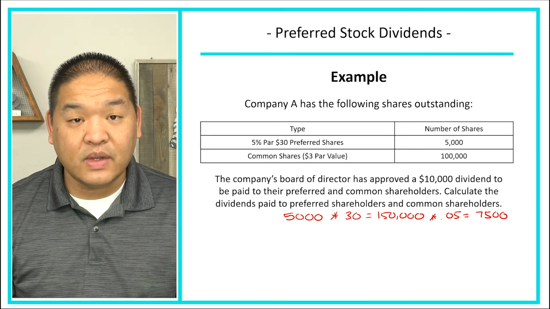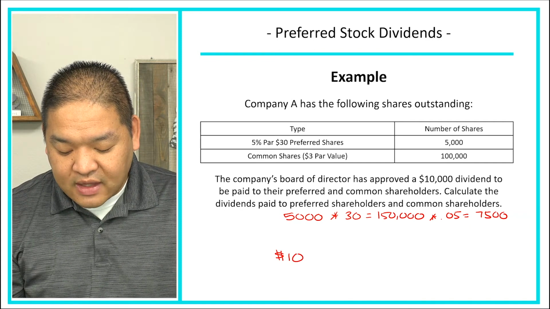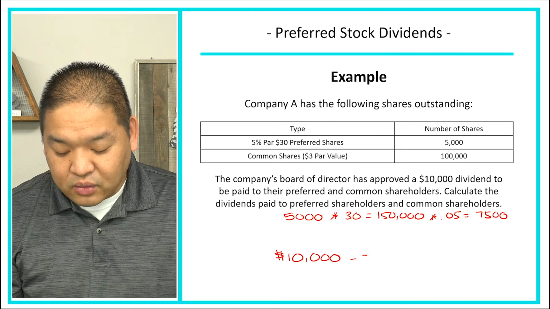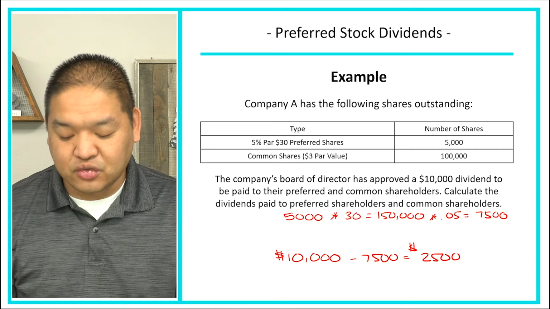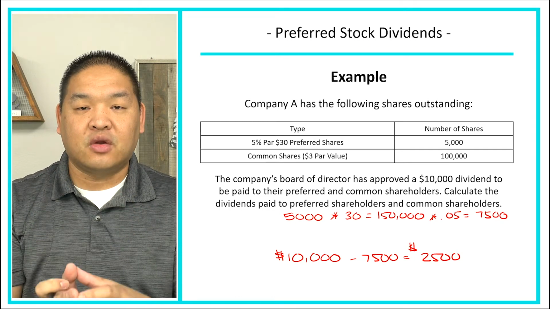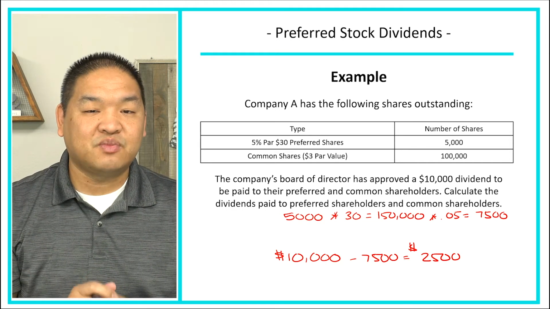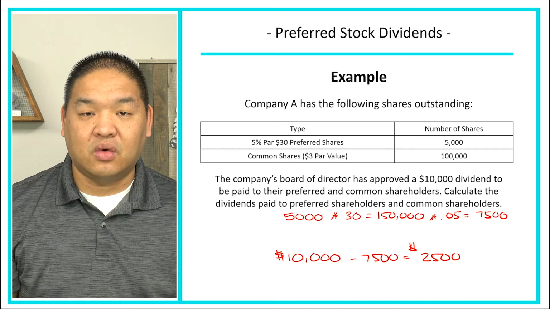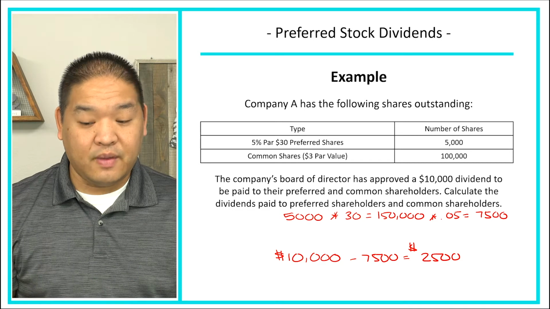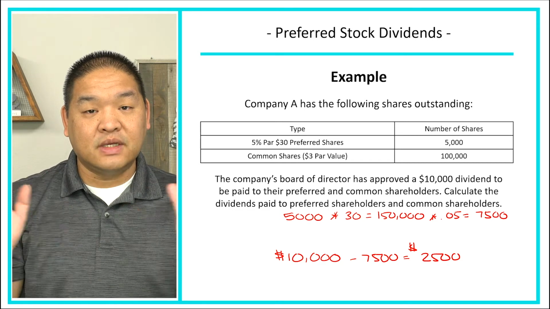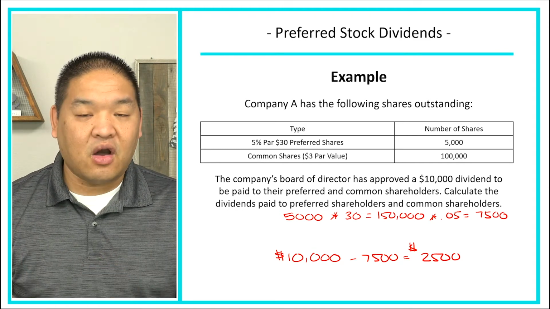Based on that, we can calculate how much common shareholders get to share in. We know that the board has approved $10,000 of dividends. We'll subtract $7,500, so common shareholders will get $2,500. Of the $10,000, preferred shareholders get their 5%, which is $7,500. And then the rest, $2,500, gets split amongst all the common shareholders. So there is definitely an incentive to holding a preferred stock at this point, because you're getting more than the common shareholders. So that's our split there.